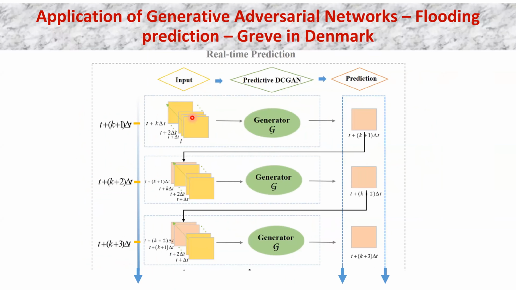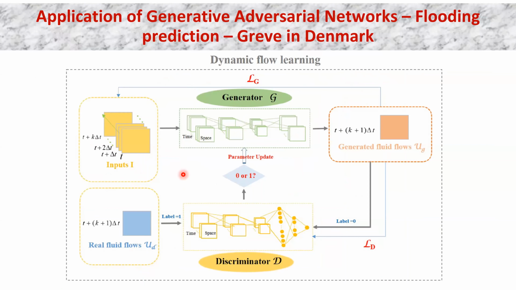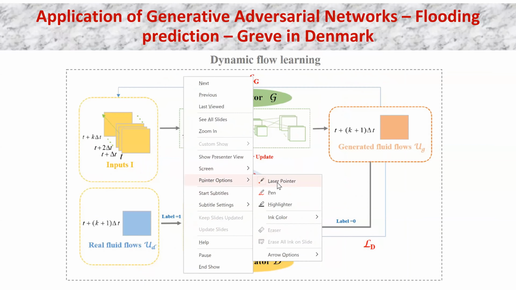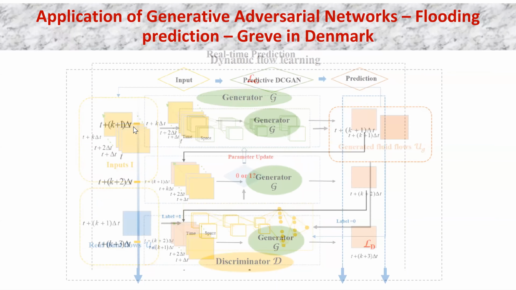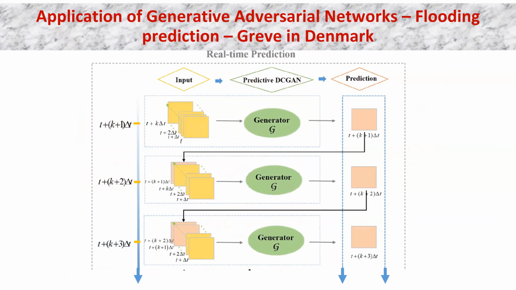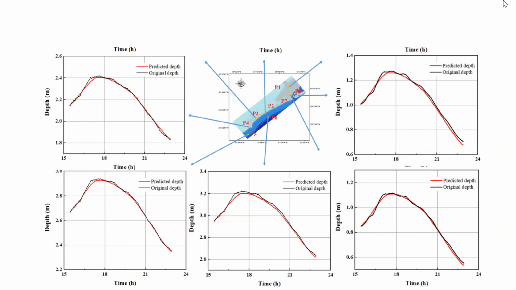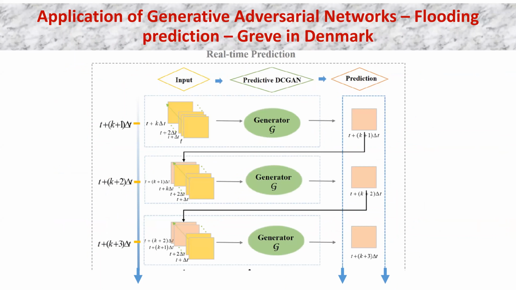Sorry, some issues here. Let me change the pointer back. I think there is some issue with that. Okay. So this is the input: the solution from the previous time level plus the incoming wave. Why is it automatically changing the pages? Okay, here. Then we go through our machine learning model for the predictions.